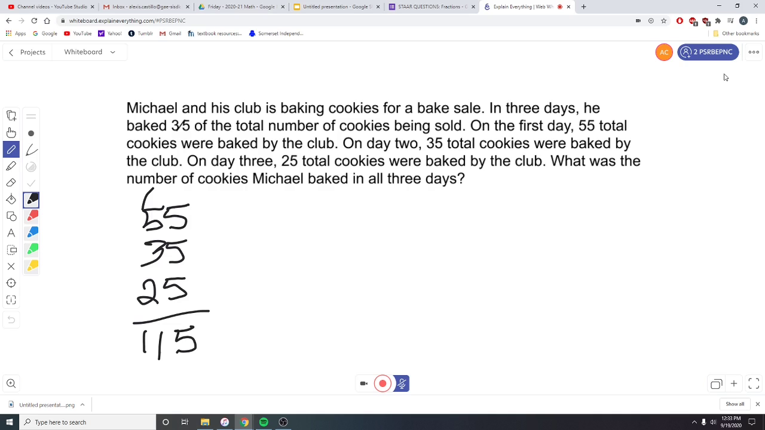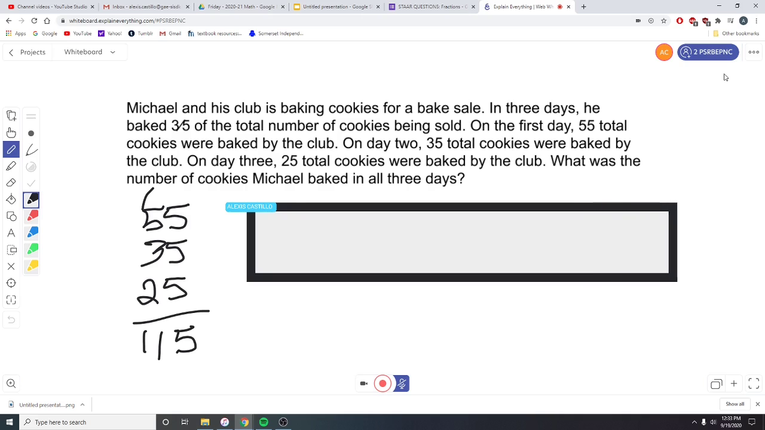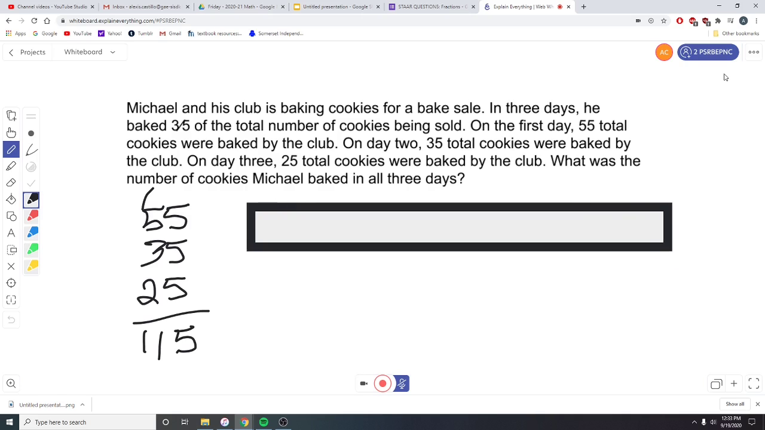But here's the thing. Michael didn't make all 115 cookies. He only made 3/5 of those cookies. What we're going to need to do is create a fraction bar. So let's go ahead and do that. I'm going to create a fraction bar and I'm going to enter it right here. So that is my fraction bar.